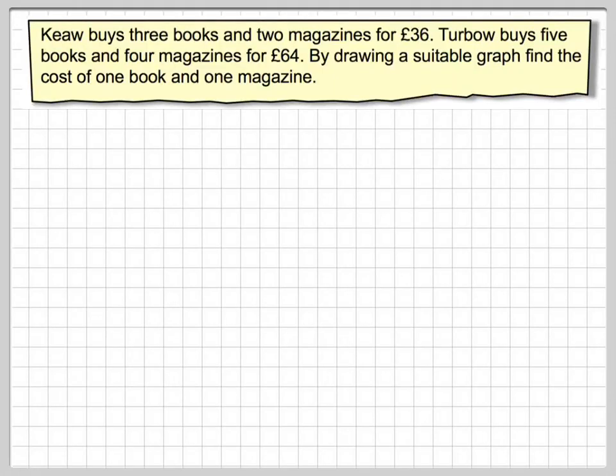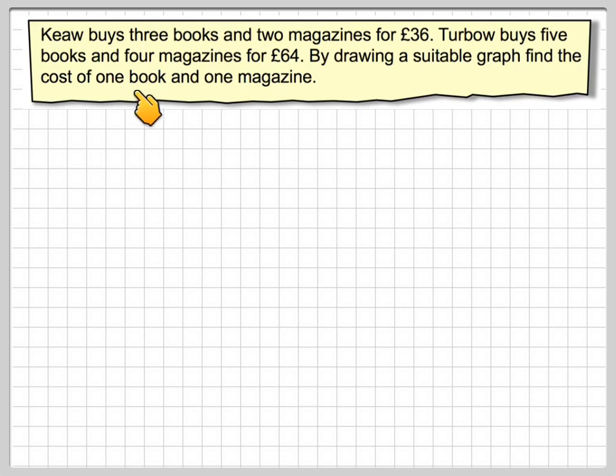Hi, in this video we're going to use simultaneous equations to solve a practical problem using a graphical method. We've got here that Kill buys 3 books and 2 magazines for £36. Turbo buys 5 books and 4 magazines for £64. By drawing a suitable graph, find the cost of 1 book and 1 magazine.